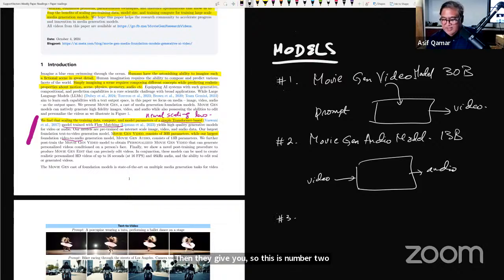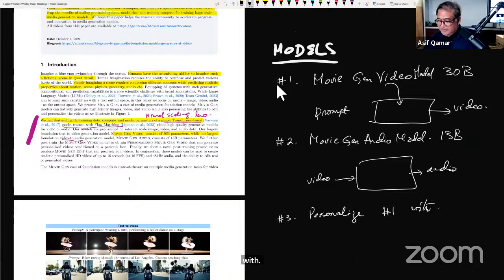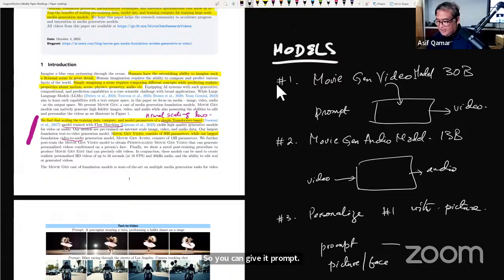Then number 3 is a personalized version of number 1, with a picture of a person's face. So you can give it a prompt and a picture, a face. Both of these go in and out will come a video, which is personalized with that person in the video, isn't it? That's your number 3.